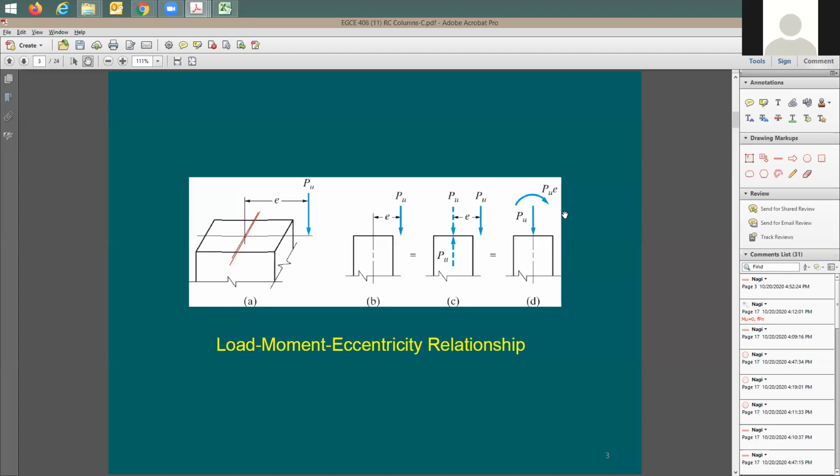So in this case, could you repeat that one more time? So P sub u is directly in the center of eccentricity?